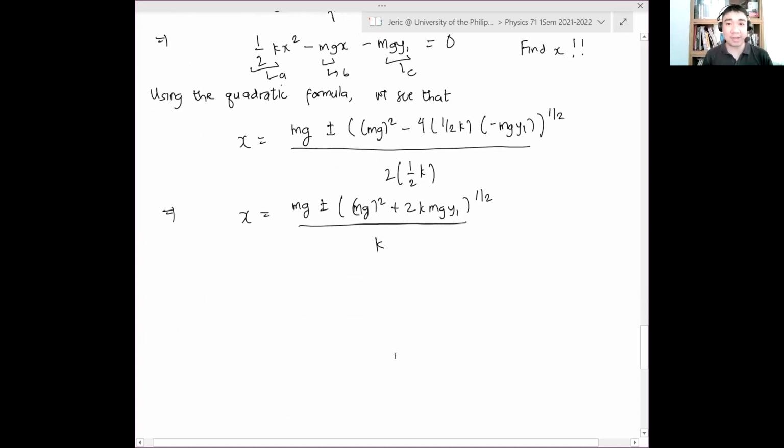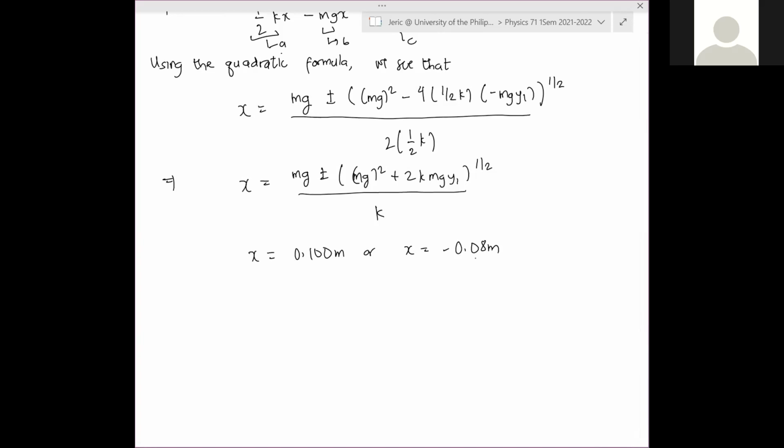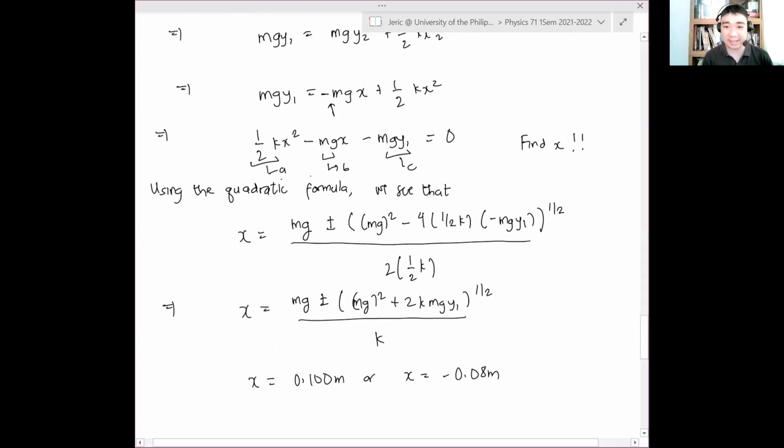Now, you can just plug in the numbers and see that, okay, x is equal to, I think the answer here is about 0.100 meters, or x equals negative 0.08 meters. So there are two solutions. However, which of this is the physical one? Alin dito yung physical? Yung positive. Yung positive, because again, naglagay tayo ng negative sign dito.